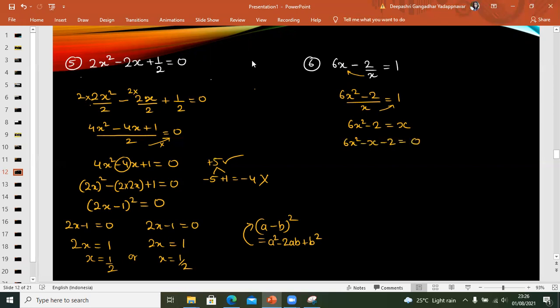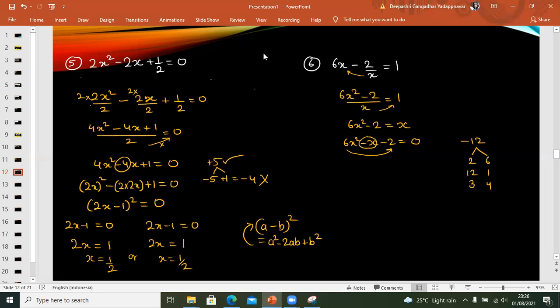Now this is a quadratic form of equation. Multiply the first and the last number. 6 times 2 gives you negative 12. Okay, and now check the options. 2 times 6 gives you 12. 12 times 1 gives you 12. 3 times 4 also gives you 12. You need the difference to be negative 1.